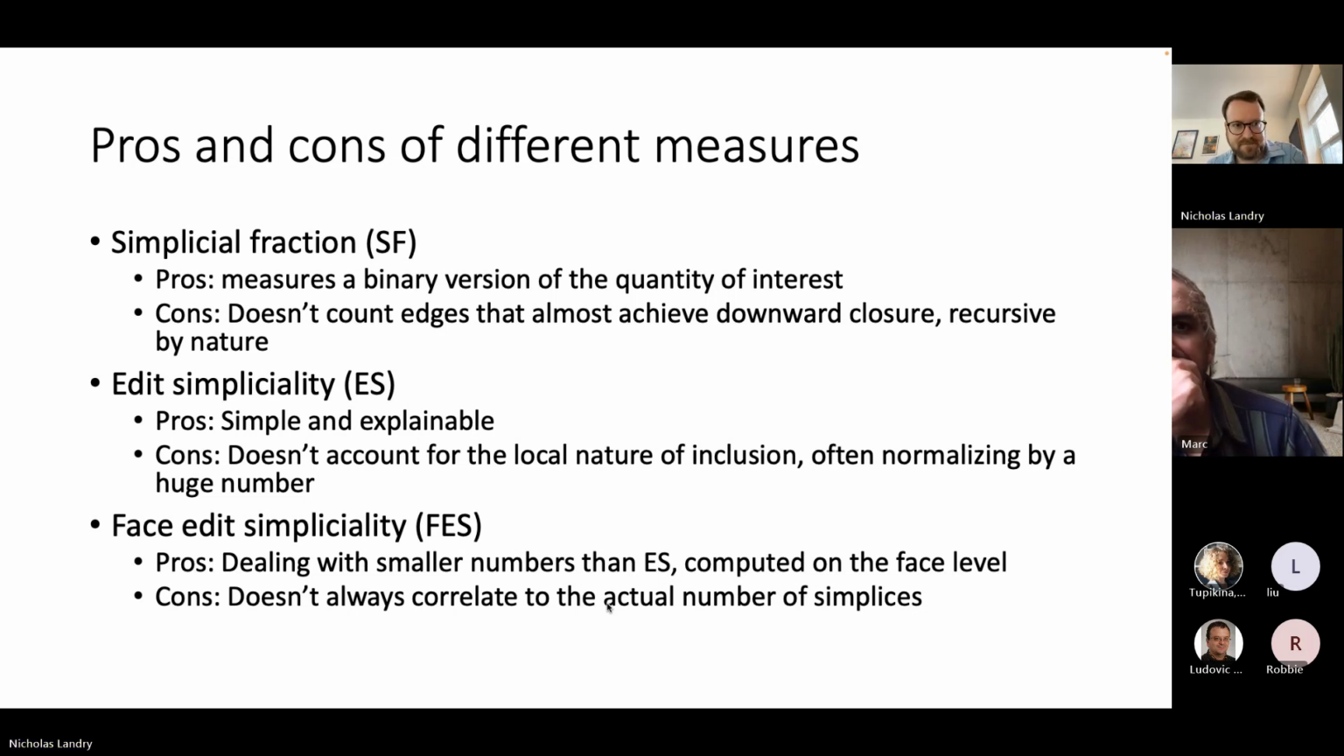Okay. For the edit simpliciality, it can be very explainable. It's just the number of edges I need to add to make a simplicial complex. The problem is it's a global metric, and you're often normalizing by a huge number if I've got large faces. And then lastly, for the face edit simpliciality, we've kind of fixed some of the dividing by a large number. But unfortunately, it doesn't often correlate to the actual number of simplices. And it's a little bit less explainable, I think, than the edit simpliciality.